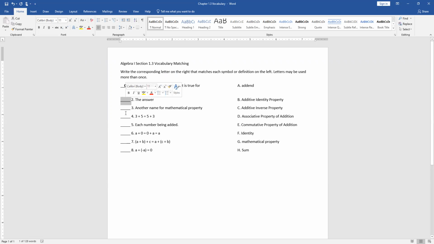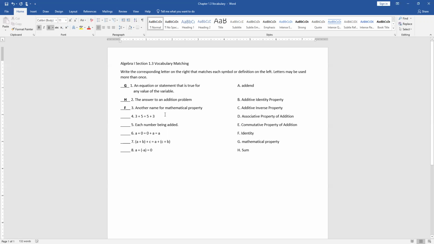All right. What do we call the answer? This probably should be the answer to an addition problem, but that's what we call the sum. Hopefully y'all realize that. Sorry, that's a little ambiguous. Okay, another name for a mathematical property, we also call those identities or mathematical identities. So that's here, there it is, F.